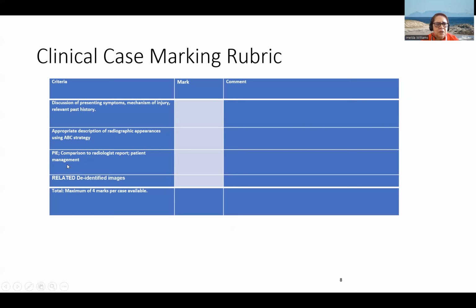And then once you've done that, compare your preliminary image evaluation to that of the radiologist's report. And then don't forget your de-identified images. So each of the cases will be a maximum of 4 marks. The total marks for the clinical case report is 100.